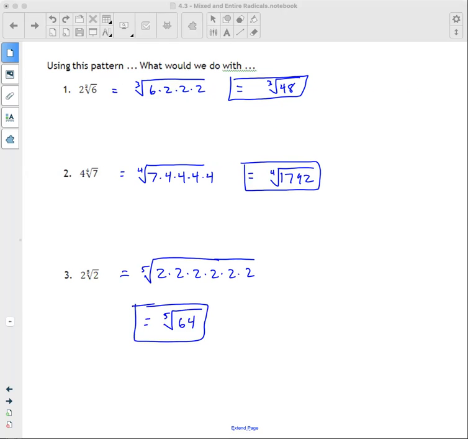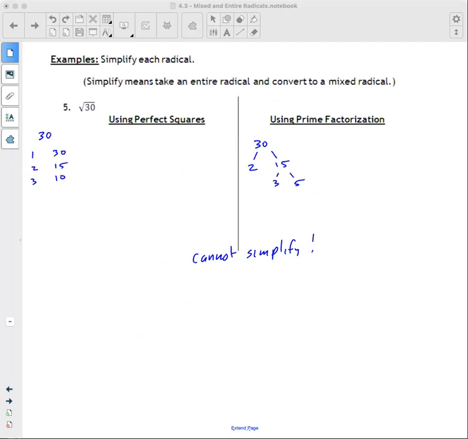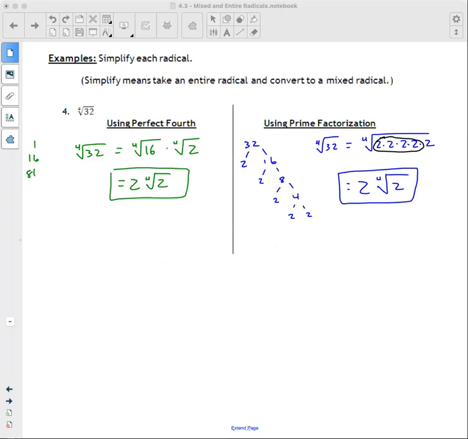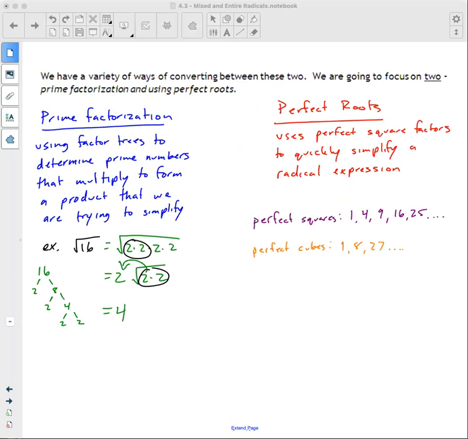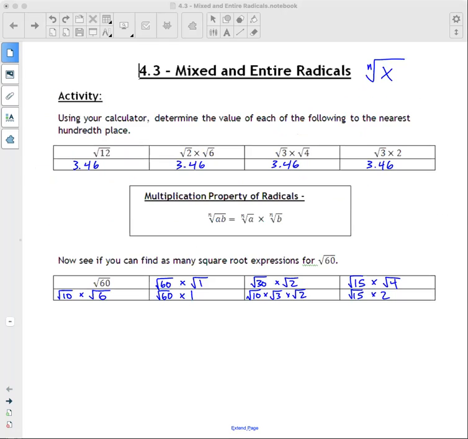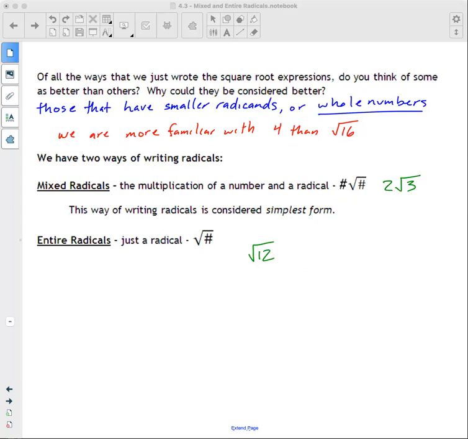All right. Okay, so that is mixed and entire radicals. So converting between the two, doing what we just did here, and also simplifying them. I'm not going to make you do perfect square simplification if you prefer prime factorization. Okay, I'm not too bothered on which strategy you use, as long as, of course, you are showing your work. But you will need to be able to convert from a mixed radical into an entire radical, or from an entire radical into a mixed radical.